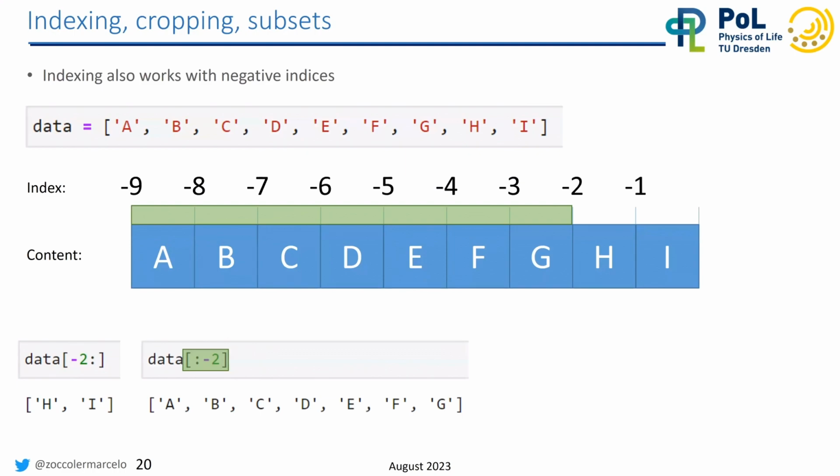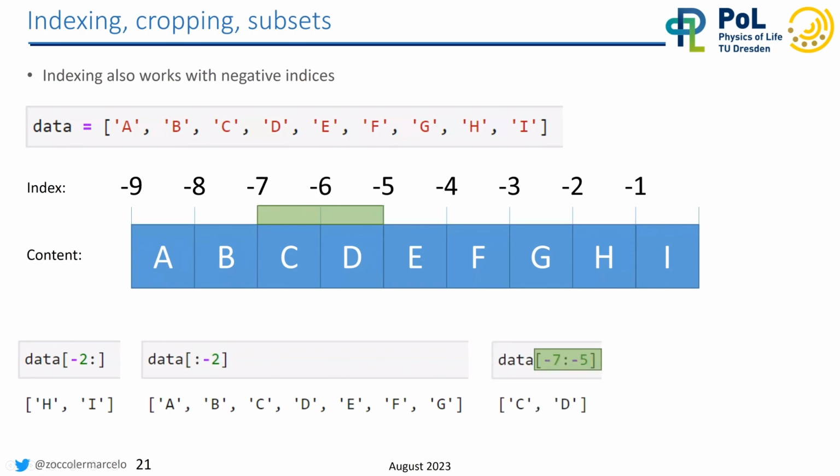If you invert this, like please go from the very beginning up to the before-last element, it will go up to the -2 index. So it will just leave out the 2 last elements of this list. And you can also use negative indexes to select in between.